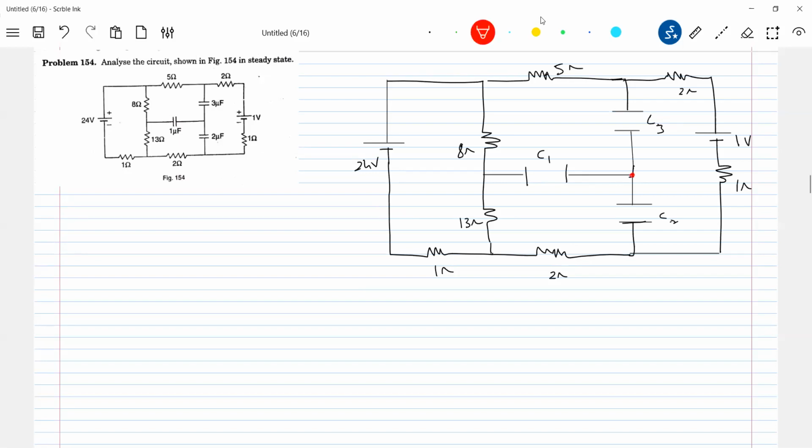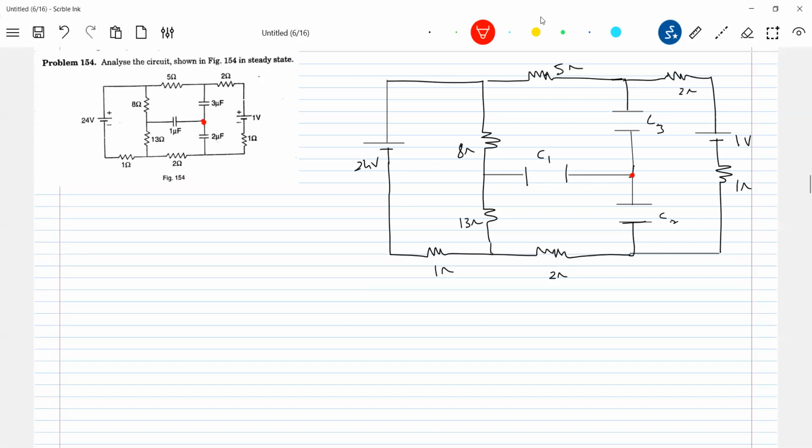Charge of an isolated junction. Initially, there is no charge. Before switching on the circuit, the initial charge in the capacitor is 0. Then I'll switch on the circuit. Then charge at steady state.